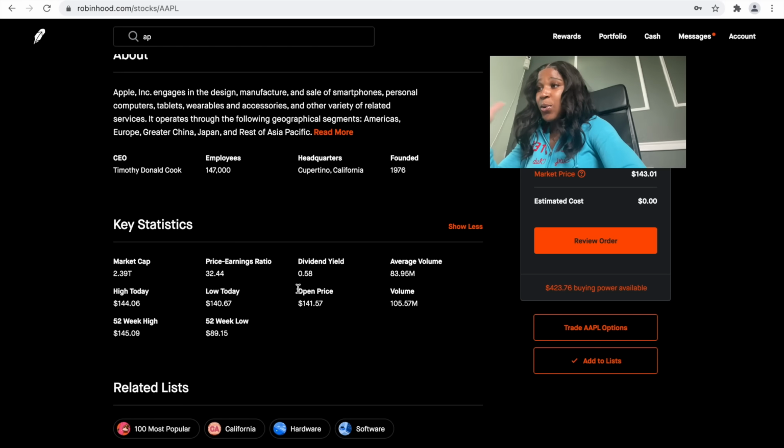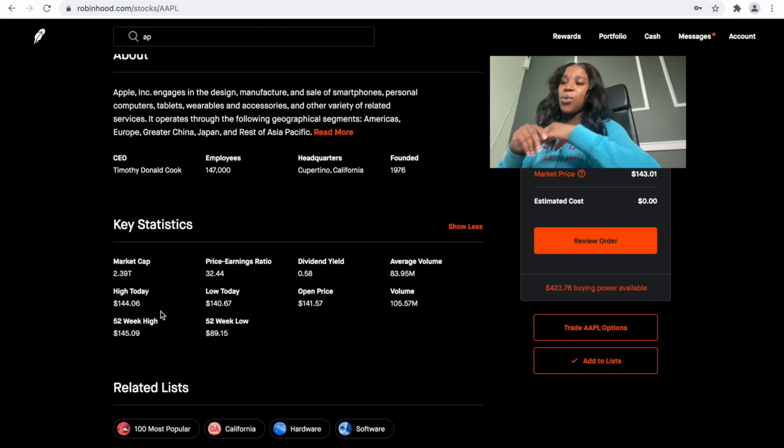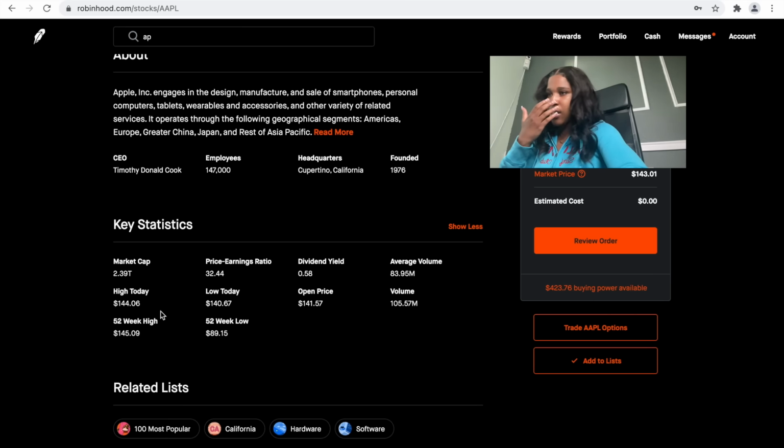So that's just something to note. Okay, so now I'm going to briefly go over the key statistics. The high today is the highest price Apple was at on this current trading day, which is Thursday, July 8th. The low today for Apple was 140 and the high was 144. So what it can tell you is Apple either shot up or shot down on that given day, if you're just looking at statistics only.